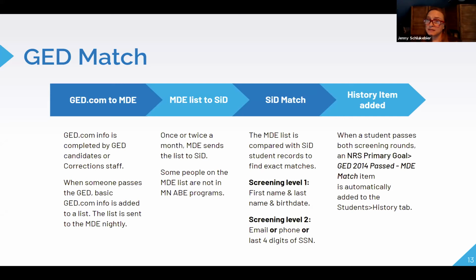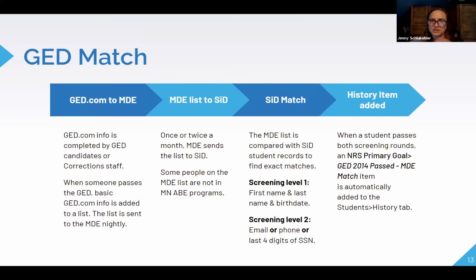And then a couple times a month, Minnesota Department of Ed, Brad and his team, send that info to SiD. And then SiD does a data match to see if any of those Minnesota GED passers are also SiD ABE students. So of course, SiD needs a way to match to see if that Joe Smith is the same Joe Smith as in our database. And so we use a double screening system to do that.